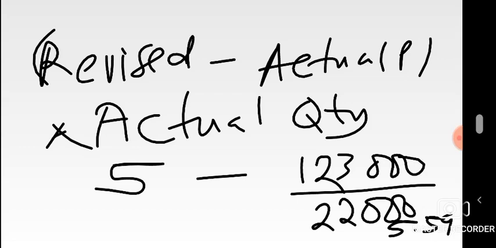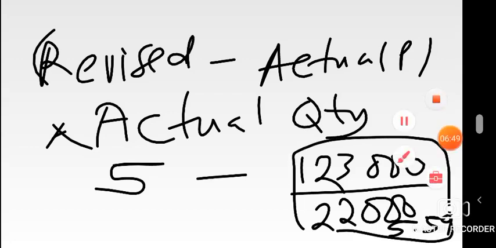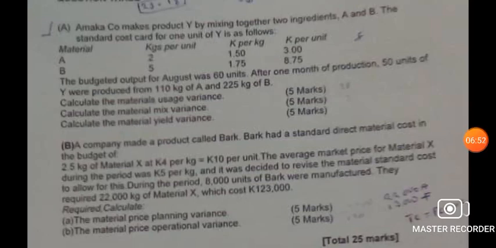as your actual. Remember, we have picked these two figures from actual because of that statement that was made here. Let me show you. So there's that statement that's saying during the period 8,000 units of back were manufactured. Those same 8,000, they required 22,000 kilograms, which would cost them 123. So what they're telling you is what was incurred during a period. That's the actual. This is what actually happened, and that's how you know this is the actual they're talking about. And that's why I picked these figures, the 22 and the 123.